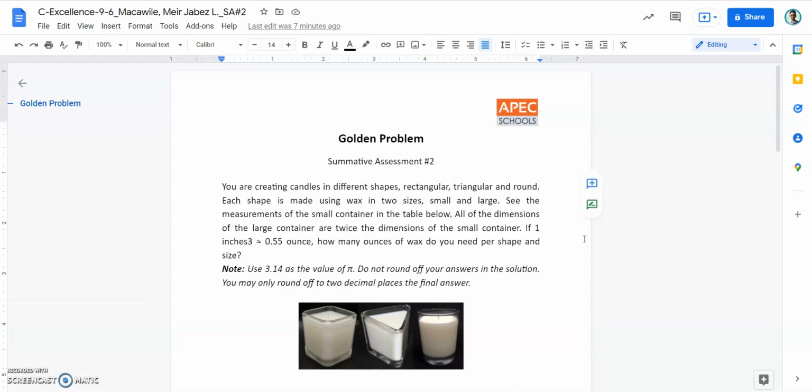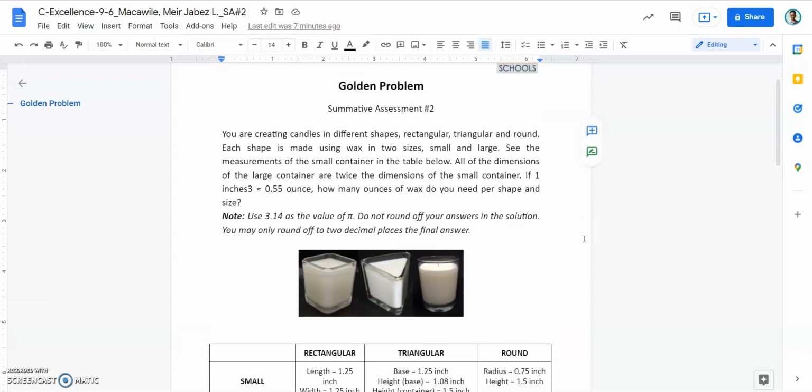Alright, good day everyone. This is our summative assessment number 2 for math in Golden Problem. It's the final task for today. The problem is you are creating candles in different shapes: rectangular, triangular, and round. Each shape is made using wax in two sizes, small and large. See the measurements of the small container in the table below. All of the dimensions of the large container are twice the dimensions of the small container.